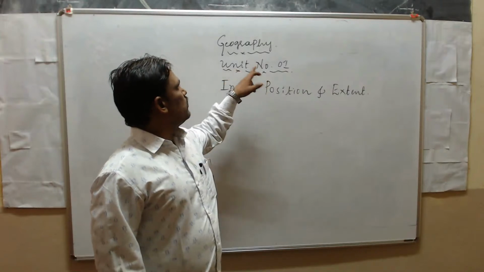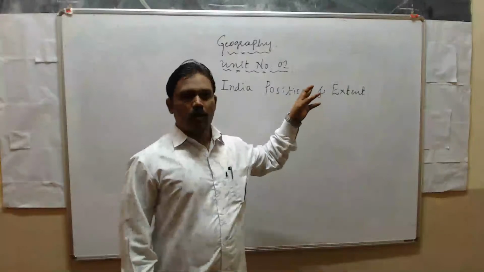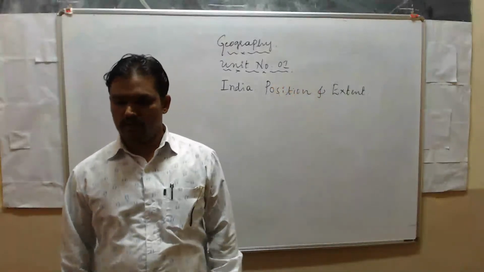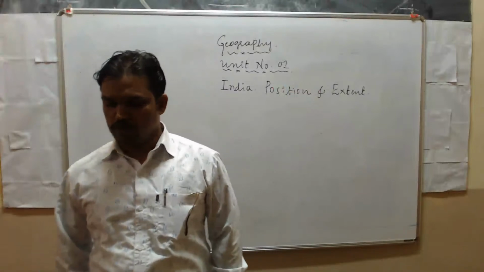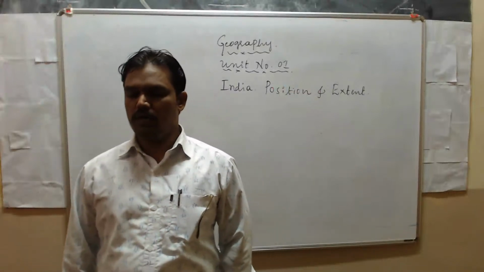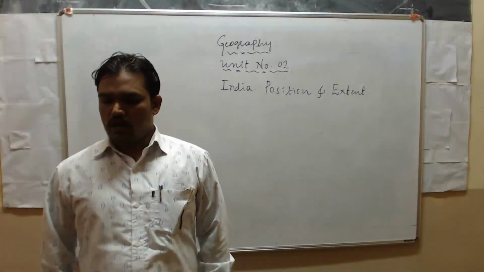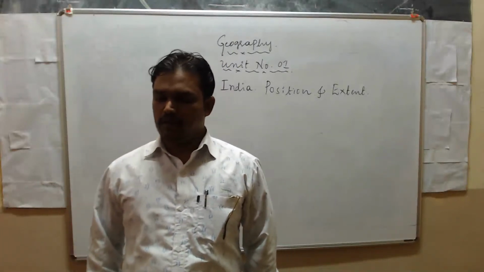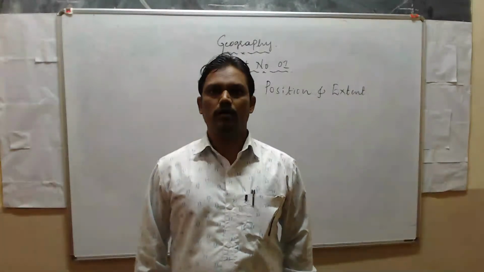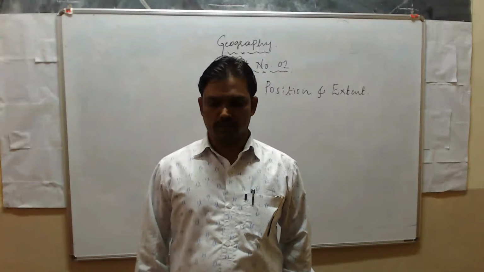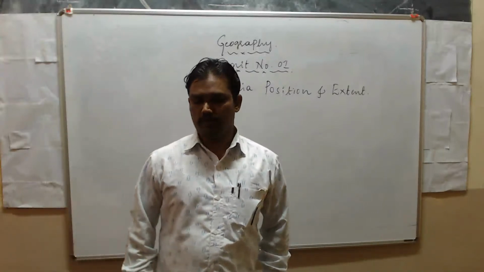Unit number one, geography. Unit number one, India, position and extent. In this chapter, we are going to discuss the location of India in Asia and in the world, and the extent and frontiers of India. It means which are the neighboring countries of India and its boundaries. Next, the neighboring countries of India.